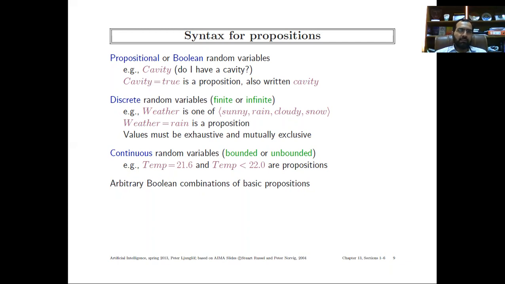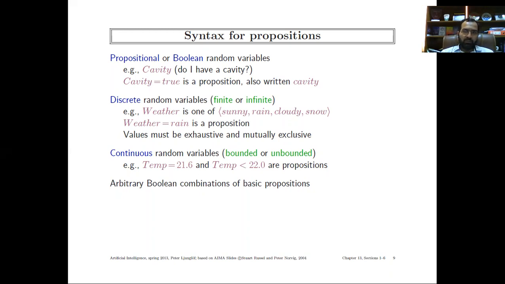The third thing we might define in terms of syntax for propositions is the continuous random variable. A continuous random variable can be bounded or unbounded. So we have the starting value and we might not have the end value. Either it is bounded, say with values between 10 and 20, or between 2 and 3.